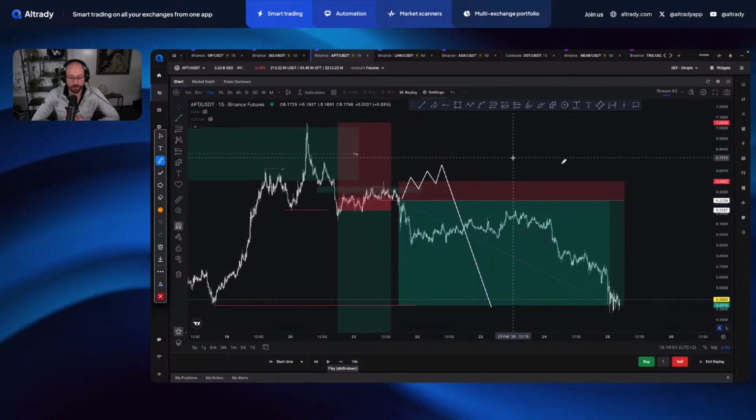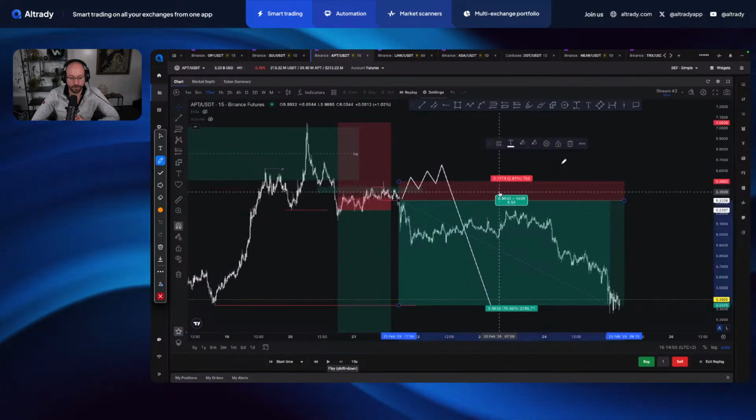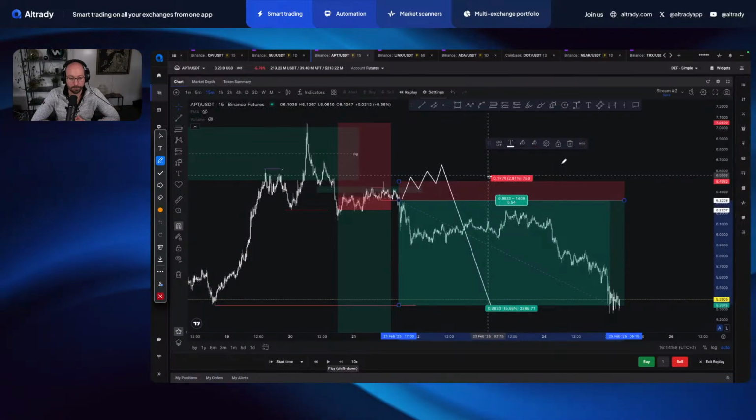Yeah, but this is the risk you take, and you get much higher reward for that. Correct. So that's the difference. Yep.